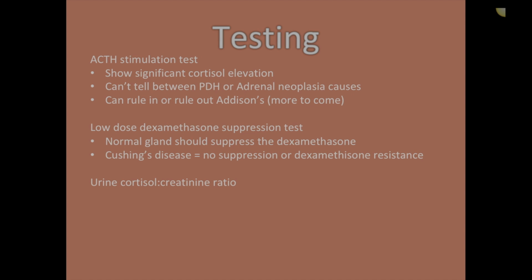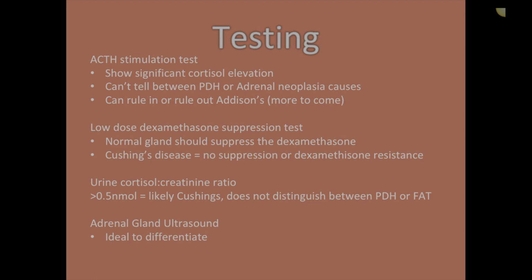Another one we can run, urine cortisol creatinine ratio. Greater than 0.5 is likely Cushing's, but again, none of these tests are distinguishing between the pituitary dependent type or the adrenal tumor. And then lastly, truly the gold standard. Once the doctor's gotten to the point where they've identified that this is very likely Cushing's disease, this is very likely hyperadrenocorticism, and they want to find out if it is neoplasia or if it's pituitary dependent, then the gold standard is the adrenal gland ultrasound. So this is the gold standard to differentiate between the two.